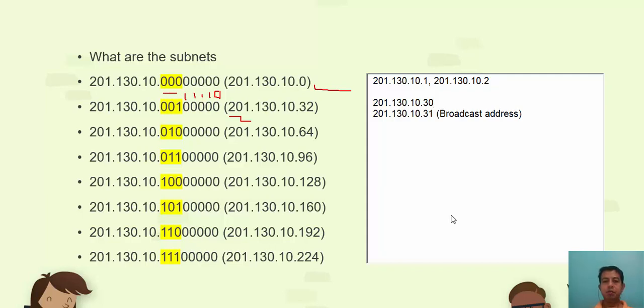Now let us start with the second subnet. What is the IP address of my second subnet? The IP address of my second subnet is 201.130.10.32. So what would be the IP address of the first computer connected to this subnet? It's simply 201.130.10.33, where the host value is 1, so this is 00100001. The first computer would have an IP address where this value is 1, then the next is 10, like this. So the first computer is 201.130.10.33. Next one will be 34, 35, 36, like that.